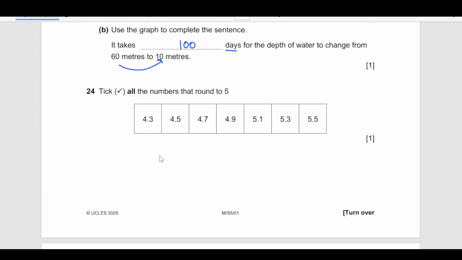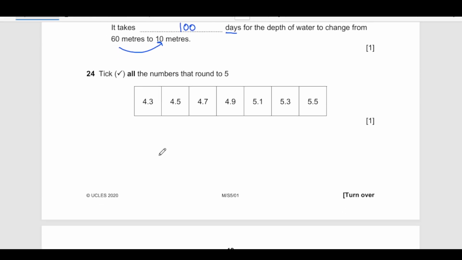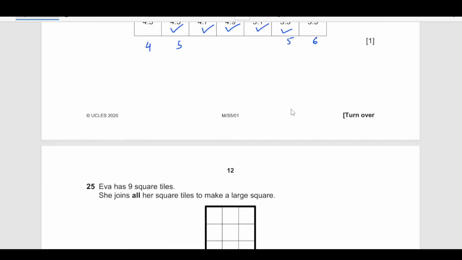Okay. Now number 24, tick all the numbers that round to 5. This is rounding to 4, this is going to round to 5. So I will take this one. This is also 5, this is also 5, this is also 5. 5.3 will round to 5. Yeah, it's all rounded to 5, and this is going to round to 6. So these are the numbers that are rounding to 5.